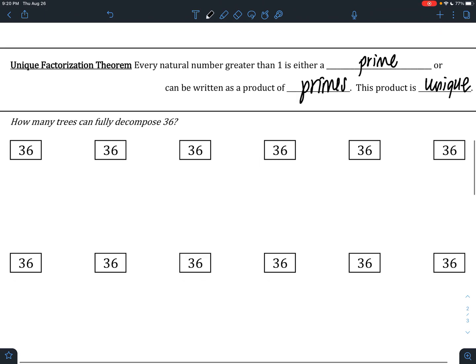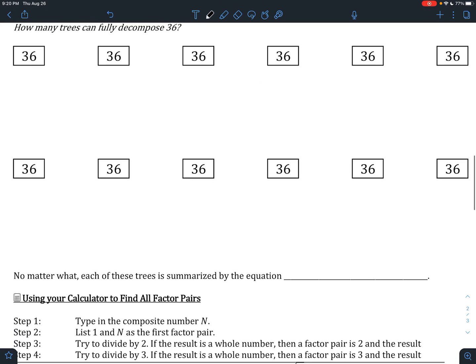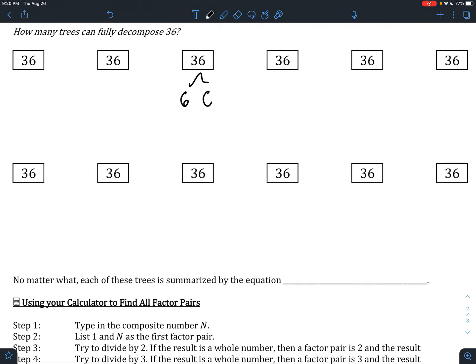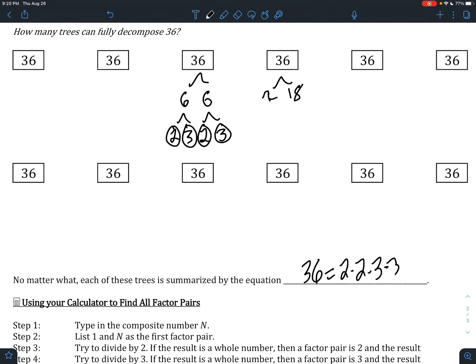I'm going to skip around here. This is a space for you to practice drawing some trees for 36. So you can practice there if you want. If you did a bunch of other trees, like maybe try 2 and 18, and then break that down, I think you'll realize at the end of the day, the equation here, 2 times 2 times 3 times 3, will show up in any tree that you make, okay?